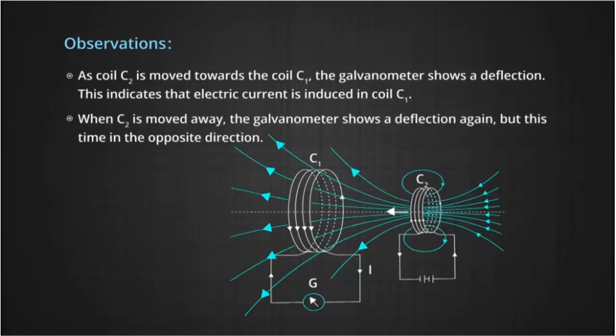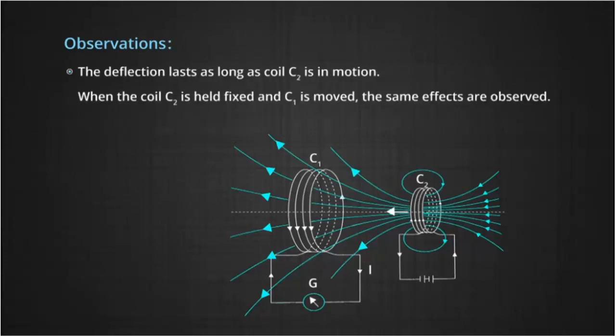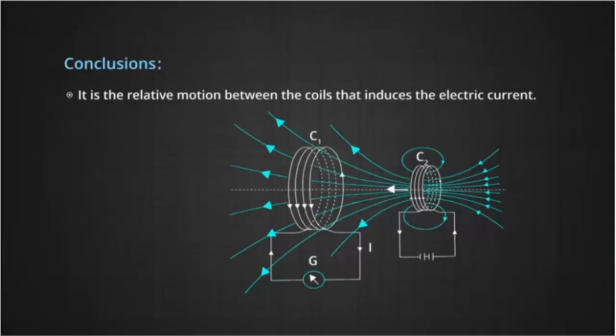Now when C2 is moving away, the galvanometer shows a deflection again, but this time in the opposite direction. The deflection lasts as long as coil C2 is in motion. When the coil C2 is held fixed and C1 is moved, the same effects are observed. Again, we can conclude that it is the relative motion between the coils that induces the electric current.